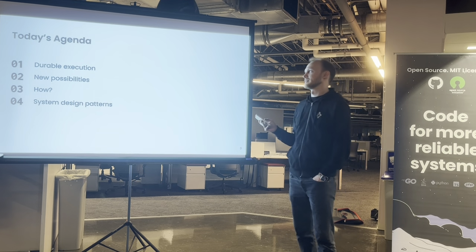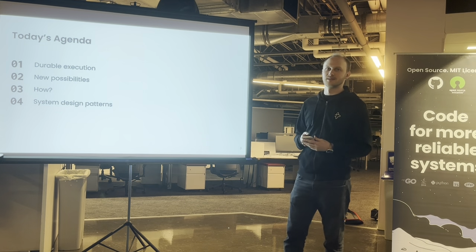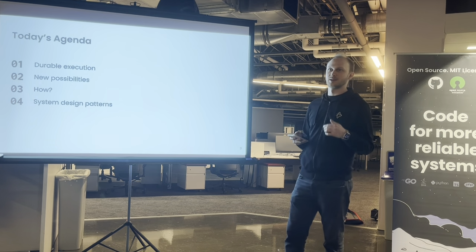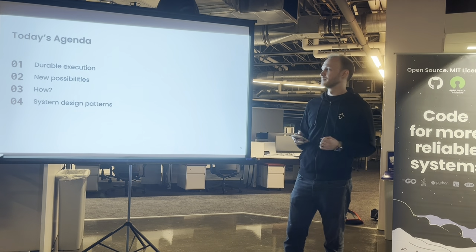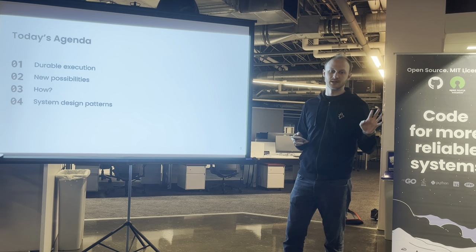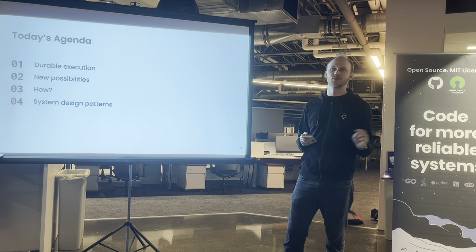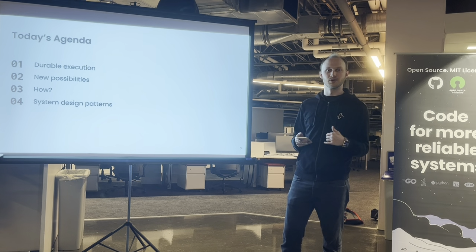Today we'll look at durable execution. I'll define what that is and describe it, and then I'll talk about some new possibilities that it opens up. I'll go briefly into how it works, and then go through some system design patterns. I won't assume you know any of them, so I'll give a concise explanation of what each is, and then I'll talk about how you either don't need it in Temporal or it's made much easier.